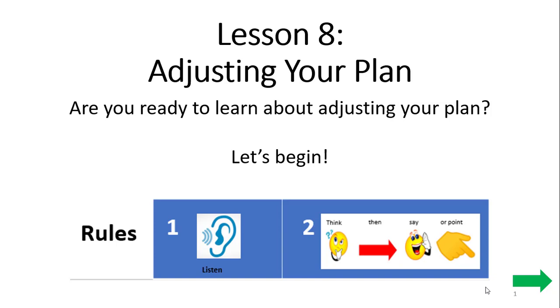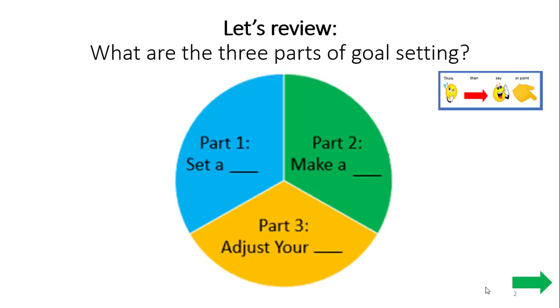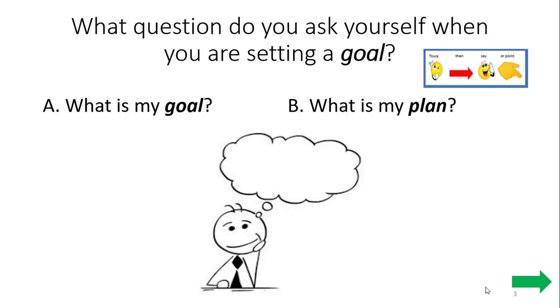Be sure that your listening ears are turned on, your thinking brain is turned on, you're ready to think and say your point to your answers. So let's review the 3 parts of goal setting first. Part 1 is set a what? Goal. Part 2 is make a what? Plan. And part 3 is adjust your what? Plan. Very good.